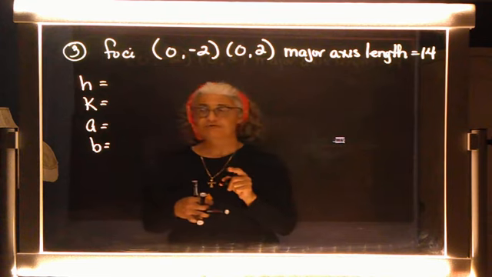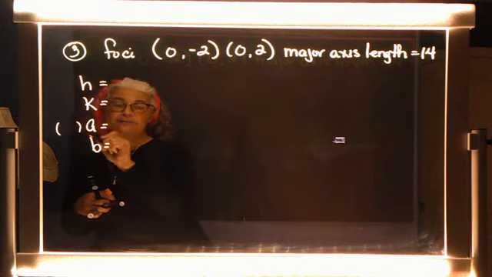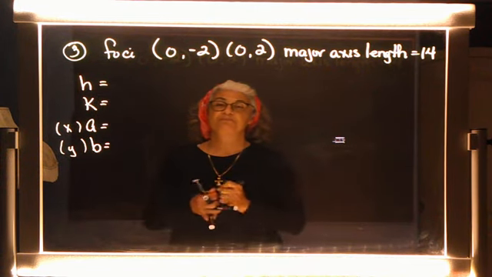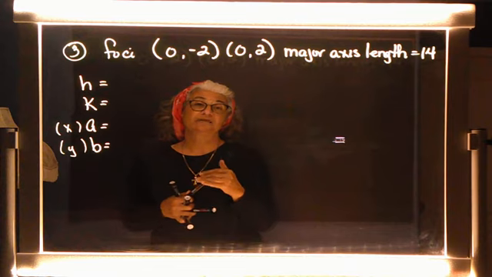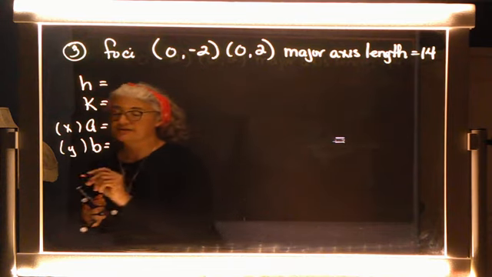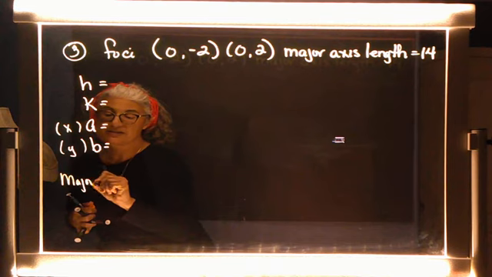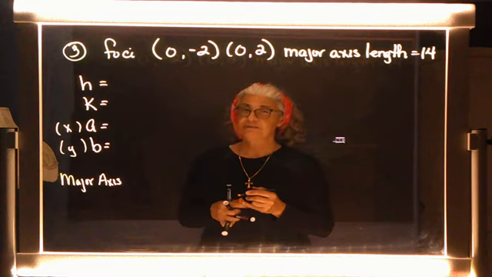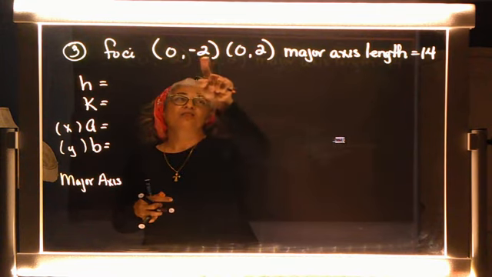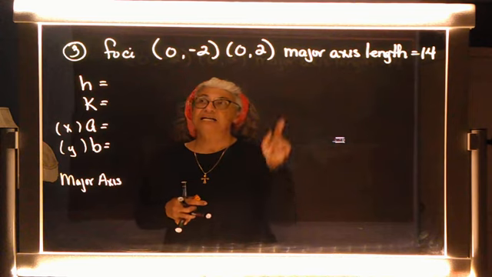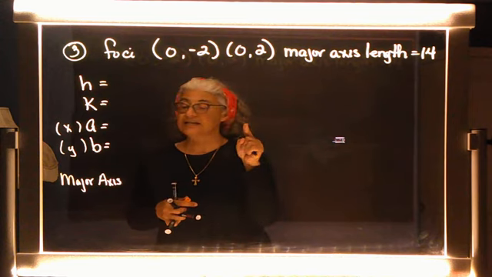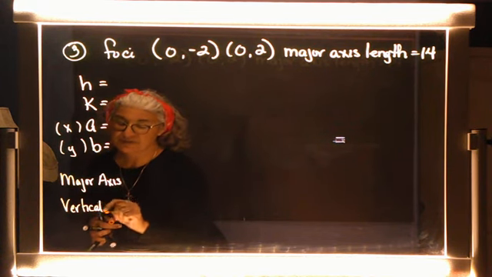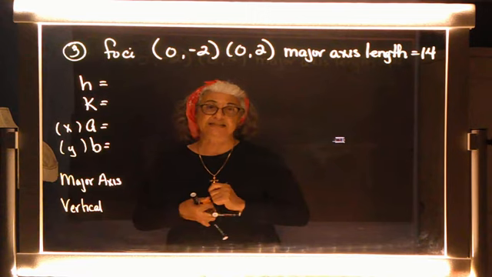And remember what I mentioned before, we should identify where a and b are. So I'm going to put the a under the x and the b under the y, okay? And we also need to identify which direction the major axis is. So take a look at the information and see which direction you think the major axis is. Notice what's happening. The y's are changing, aren't they? If the y's are changing, that means this is vertical. The major axis on this particular ellipse is vertical, isn't it?